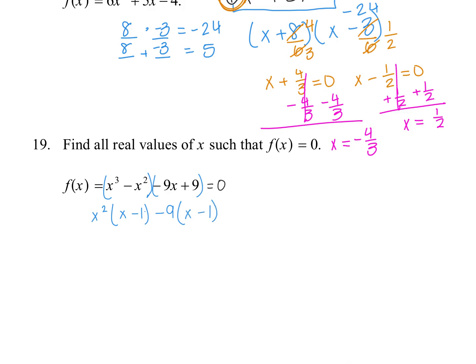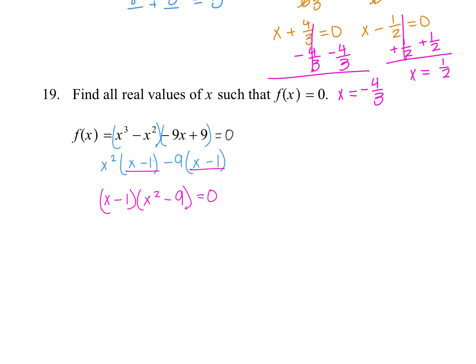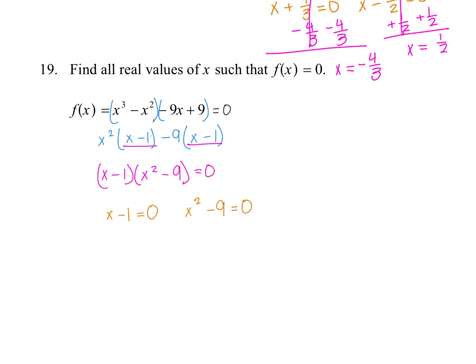Okay, keep in mind you have a pair. So I'm going to take that pair out and then write whatever's left, x squared minus 9. And I'm still setting everything equal to 0. So I'm going to end up having x minus 1 equals 0 and x squared minus 9 equals 0. Going ahead and solving, I'm going to add 1 to both sides. I'm going to get x equals 1.